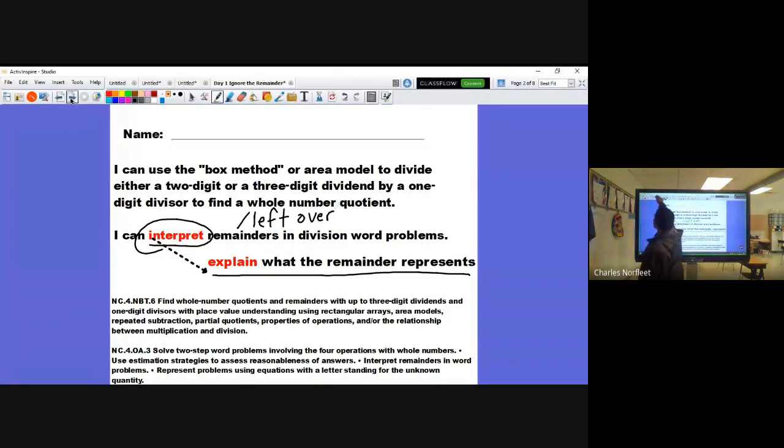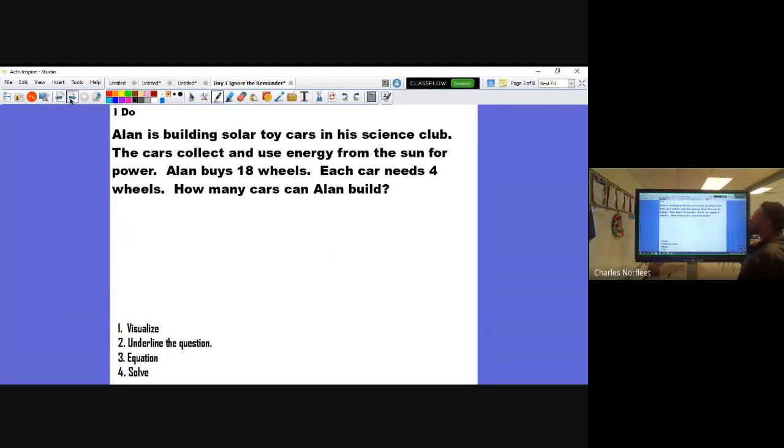All right, so now we're going to move into today's problem. We have a word problem here. We're going to look at how to solve a word problem. The first step I'm going to do is to read the problem. I'm going to read the whole problem through first. So the problem says, Alan is building solar toy cars in his science club. The cars collect and use energy from the sun for power. Alan buys 18 wheels. Each car needs 4 wheels. How many cars can Alan build?